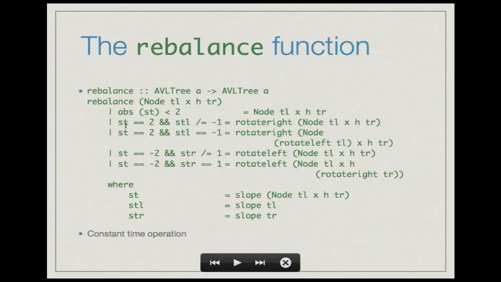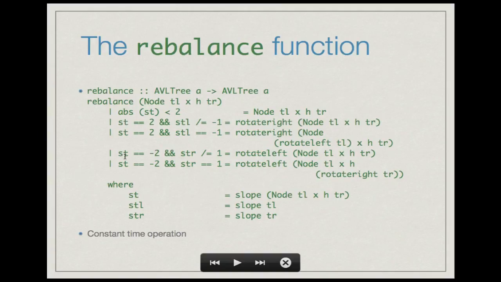In case ST is equal to 2 and STL is not equal to minus 1, which means that STL is either 0 or 1, this is the first subcase we looked at, then you just do a rotate right at the root X. In case the slope is 2 and the slope of the left subtree is minus 1, then you first do a rotate left of the left subtree and then you do a rotate right of the overall tree. And the cases for the slope being minus 2 are symmetric.